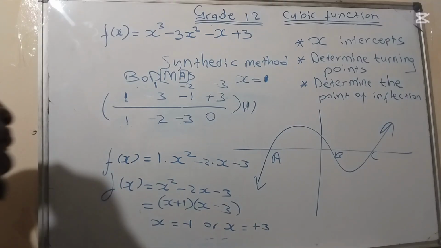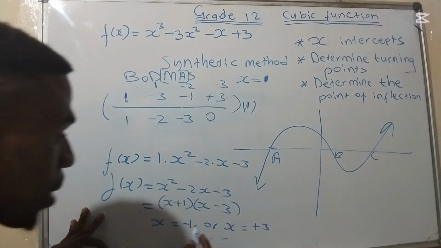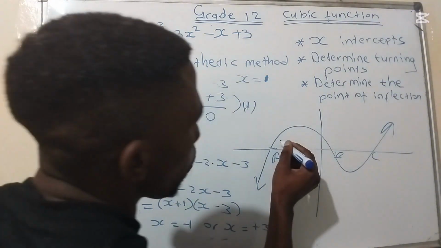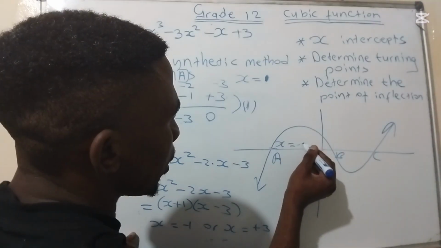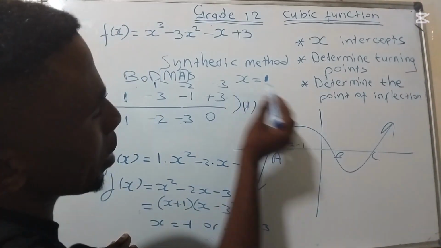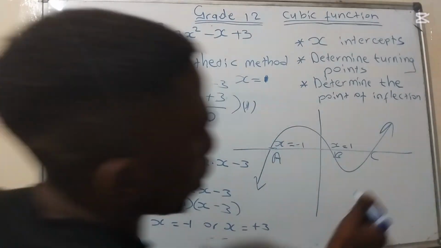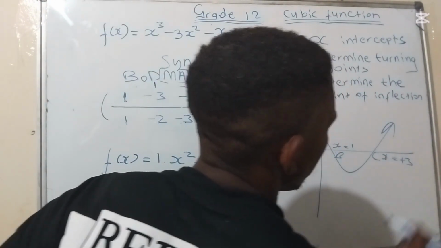Yes. So now let's rearrange our factors in chronological order. So we have x equal to negative 1, followed by what? By x equal to 1, and also x equal to positive 3.